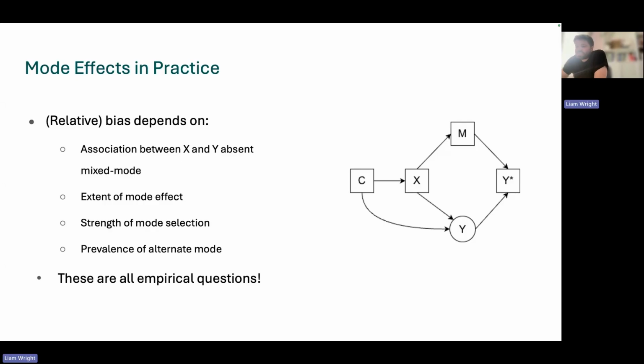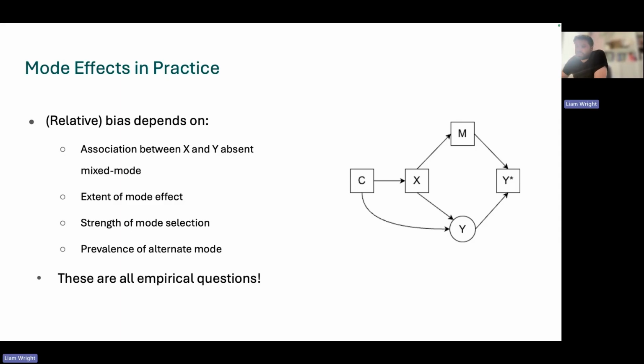It also depends on the extent of the mode effect. So the fact that there's arrows going from mode to Y star or other measured variables in our data. And as we spoke before, this varies by variable, and overall you generally don't see anything exceeding something like 0.3 standard deviations. And again, that's going to limit what the bias can be as a result.